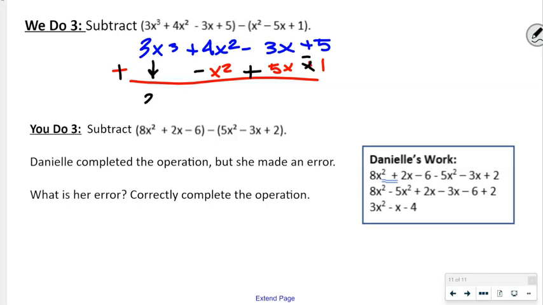Bring this one right down, 3x to the 3rd. 4 minus 1 is 3, so this is going to be plus 3x squared. 5 minus 3 is going to be plus 2x, and 5 minus 1 is going to be 4. Any questions?